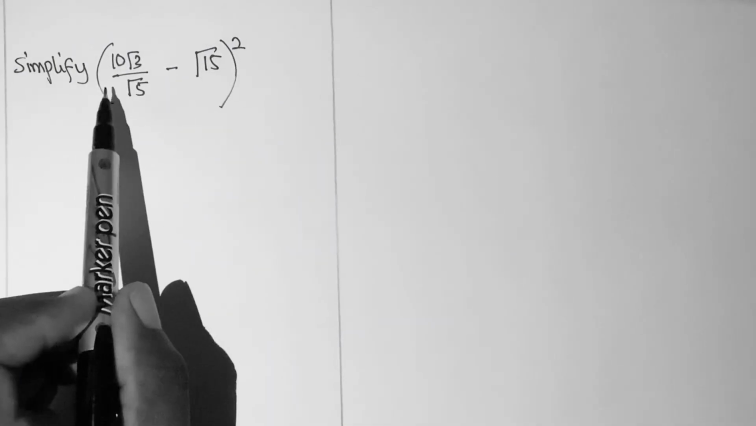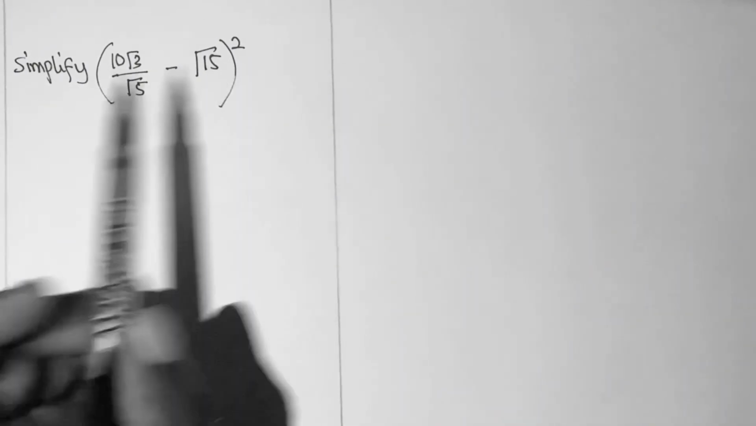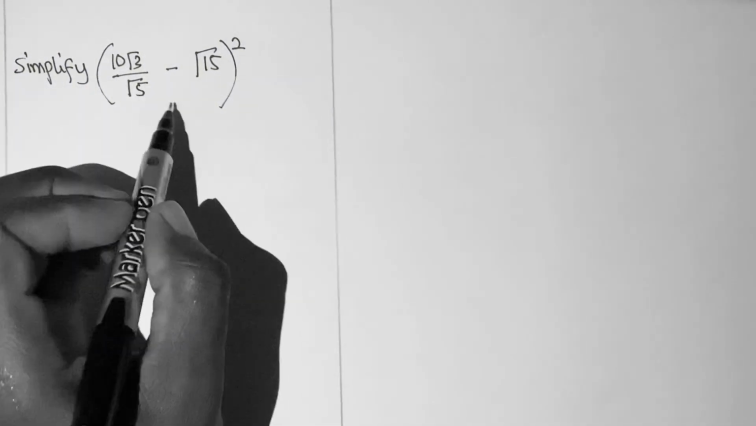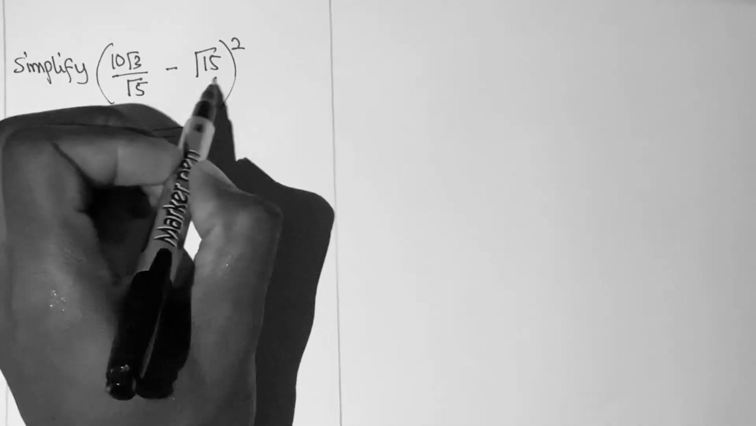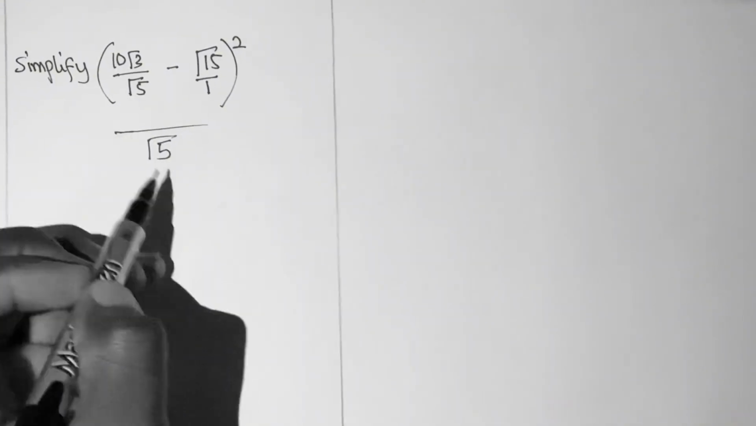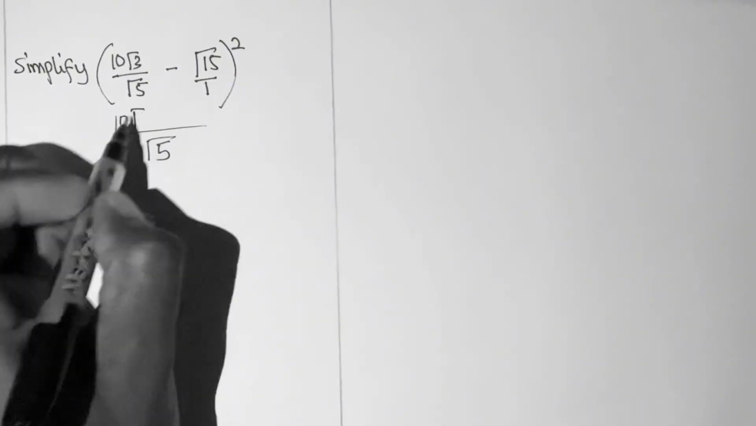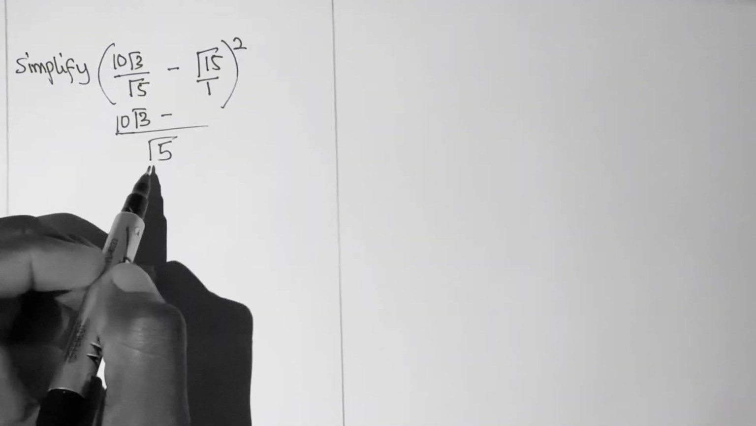Simplify into bracket 10 root 3 over root 5 minus root 15 all squared. So the prudent thing is that we need to first solve what is in the bracket. So we can solve this by first finding LCM. The LCM is root 5. So this is divided by 1. Root 5 divided by root 5 is 1. 1 times 10 root 3 is 10 root 3. Then minus root 5 divided by 1 is root 5.